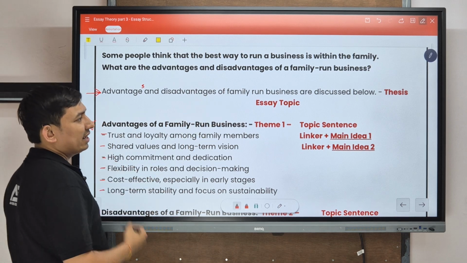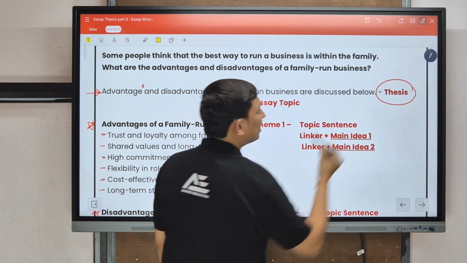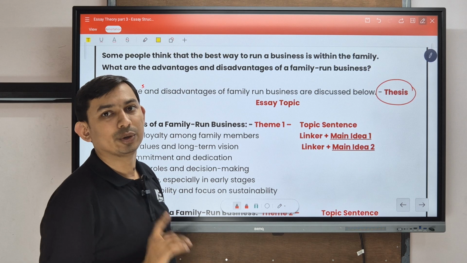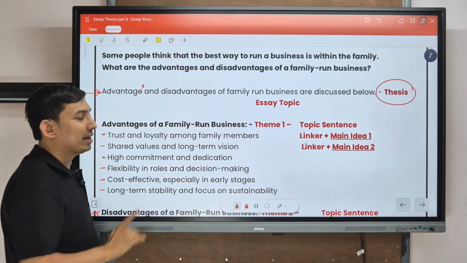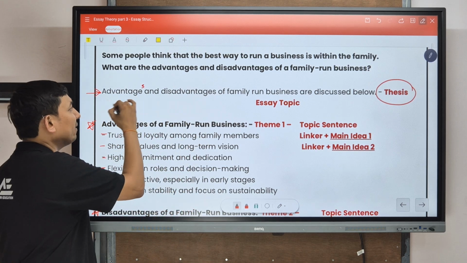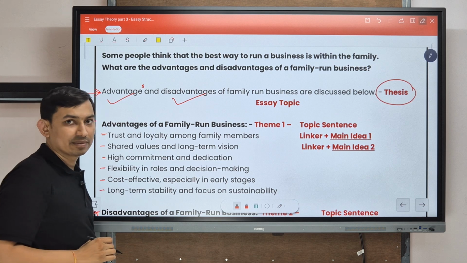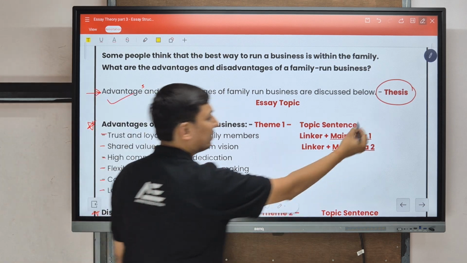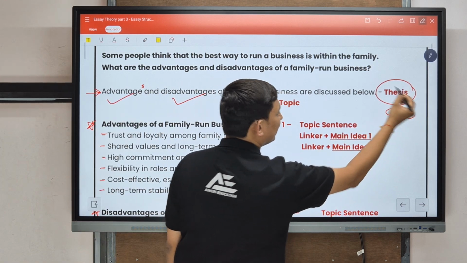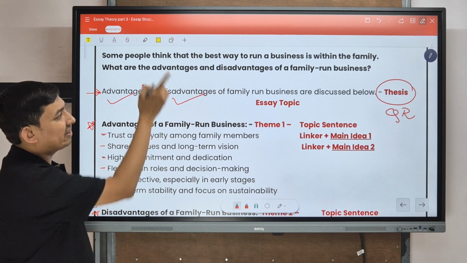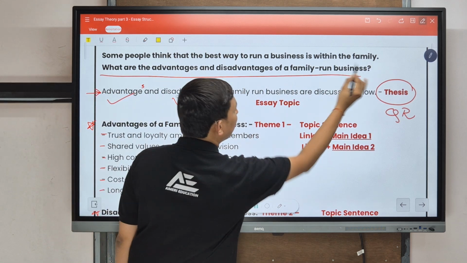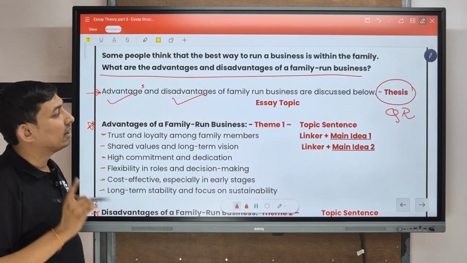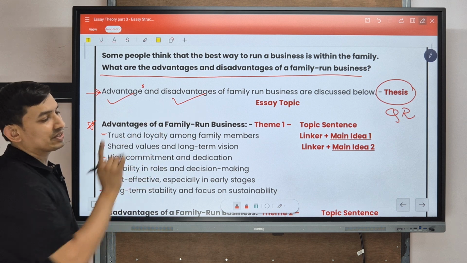Here the full sentence is called a thesis. Thesis means what we are going to do. This sentence represents that we are going to write advantages and disadvantages. So it is a sort of question referencing. Question referencing in the sense that it has taken the reference of the question: what are the advantages and disadvantages of family run businesses? So it is called question referencing.